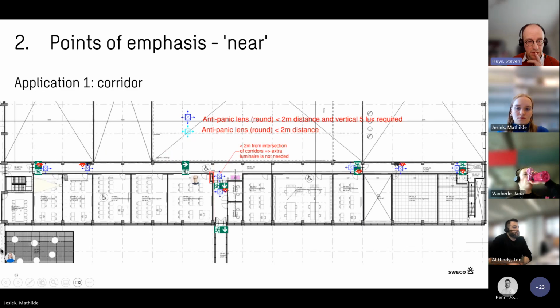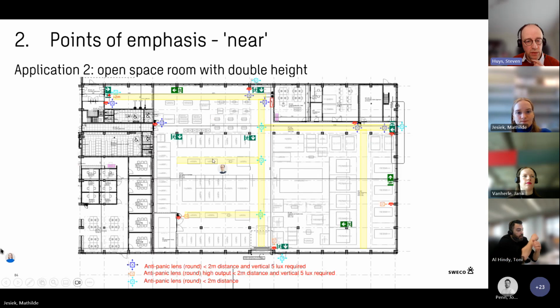Okay. So again, with the applications here, wait a minute, an extra luminaire is not needed here because we are within the 2 meters from the intersection of the corridors. So we have an intersection of corridors, but we already had here the luminaire for the switchboard. So an extra luminaire is not needed here. And the other points of emphasis are not applicable in this application, but in the other application we have them all.